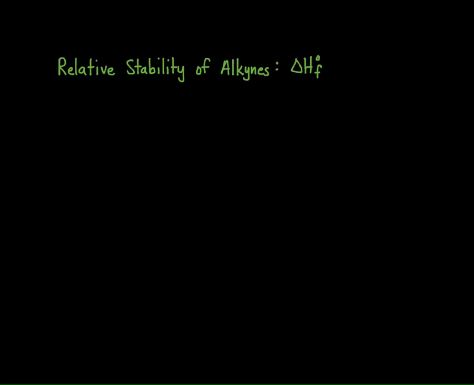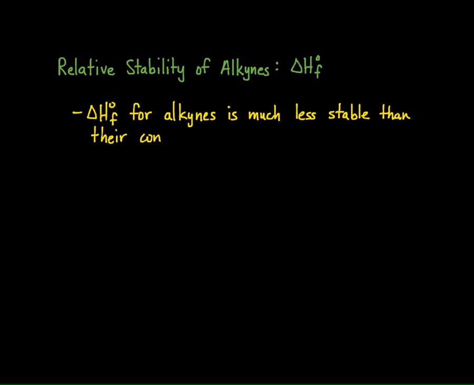What I'm going to tell you is that the delta H of formation for alkynes is much less stable than their constituent elements relative to that of alkanes and alkenes. So we find that alkynes tend to be less stable than alkenes, which tend to be less stable than alkanes. Now, I just told you that the bond is stronger, so how can it be less stable?